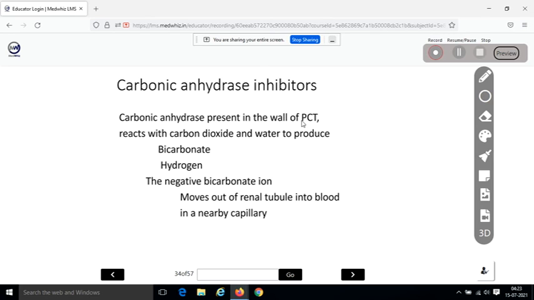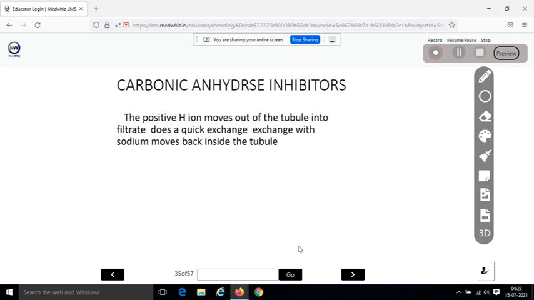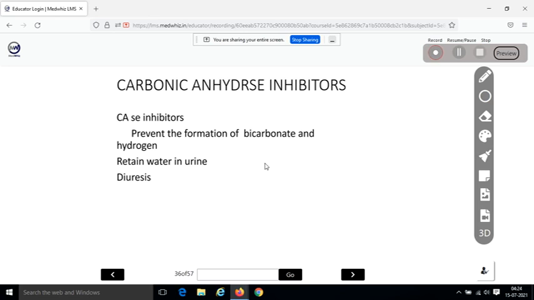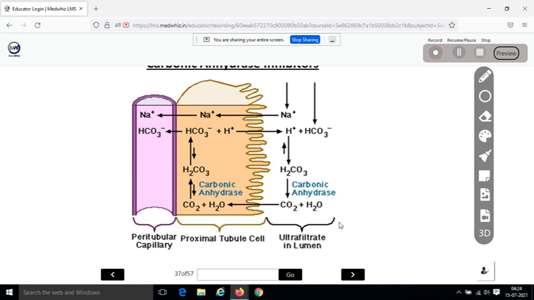Carbonic anhydrase is present in the proximal convoluted tubule. It reacts with carbon dioxide and water, and the bicarbonate ion moves out of the renal tubule into blood in a nearby capillary. Hydrogen ion moves out of the tubule into the filtrate, where it gets exchanged with sodium, which moves back inside the tubule. So these drugs prevent formation of bicarbonate and hydrogen, water is retained in urine, and bicarbonate diuresis occurs.